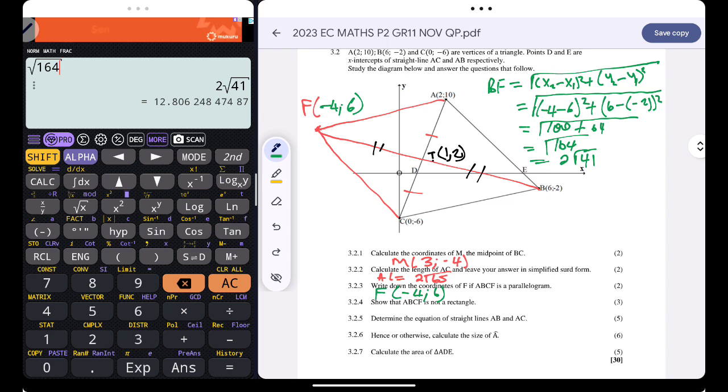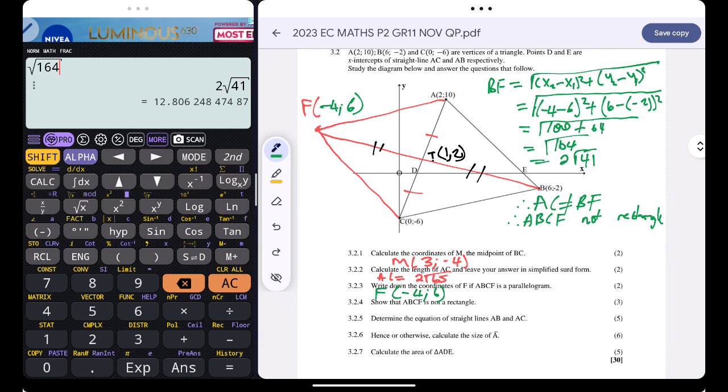So remember that in 3.2.2 I calculated the length of AC and I found it to be equal to 2 root 65. So now I can see that AC is not equal to BF. So therefore ABCF is not a rectangle. It's not a rectangle, neither is it a square.